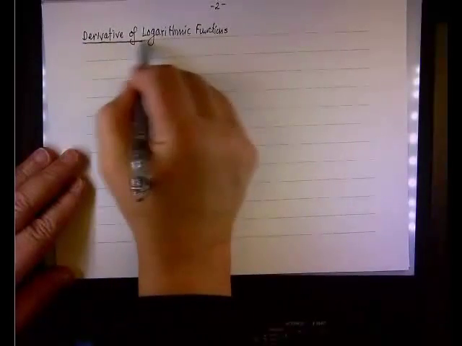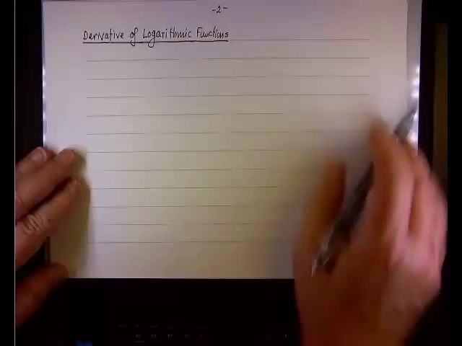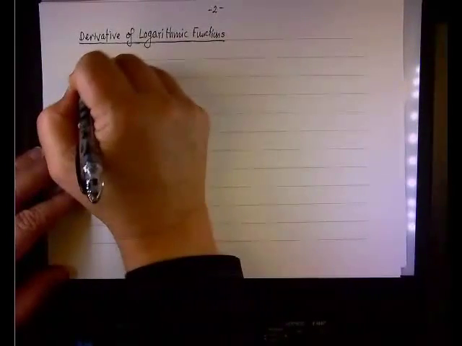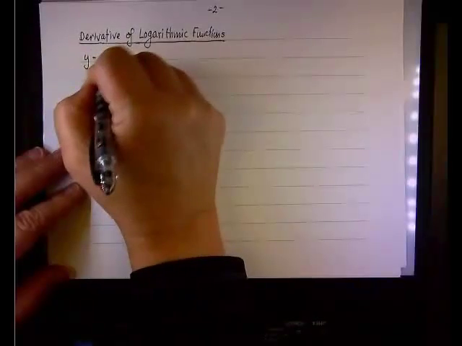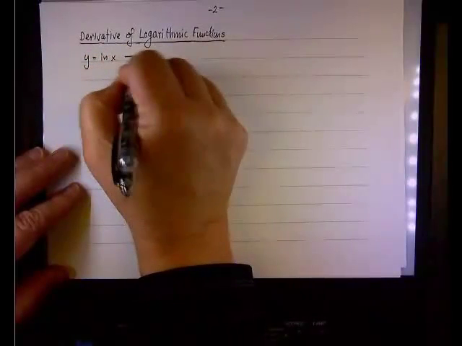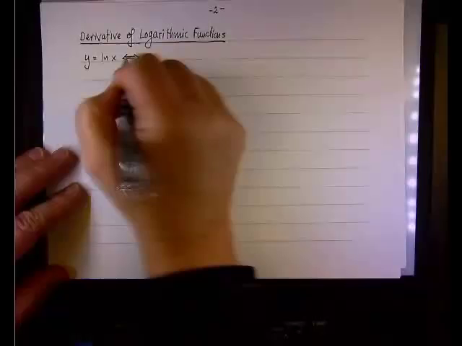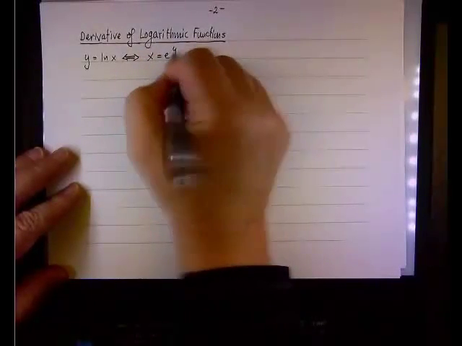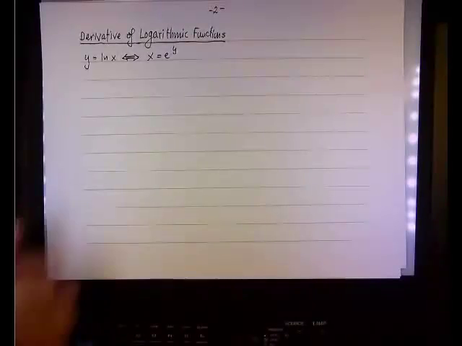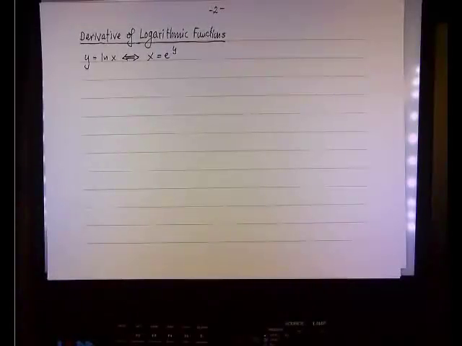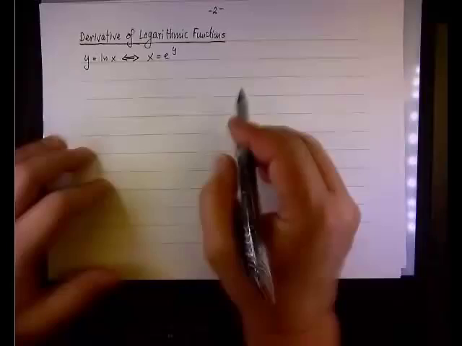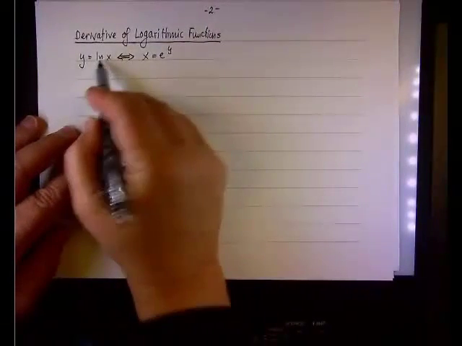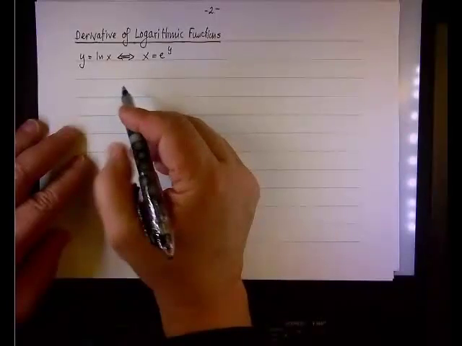Derivative of logarithmic functions. Let's recall what the logarithm is. If we have y equals the natural log of x, the equivalent statement is that e to the y, or x equals e to the y. So now we know a little bit about implicit differentiation.